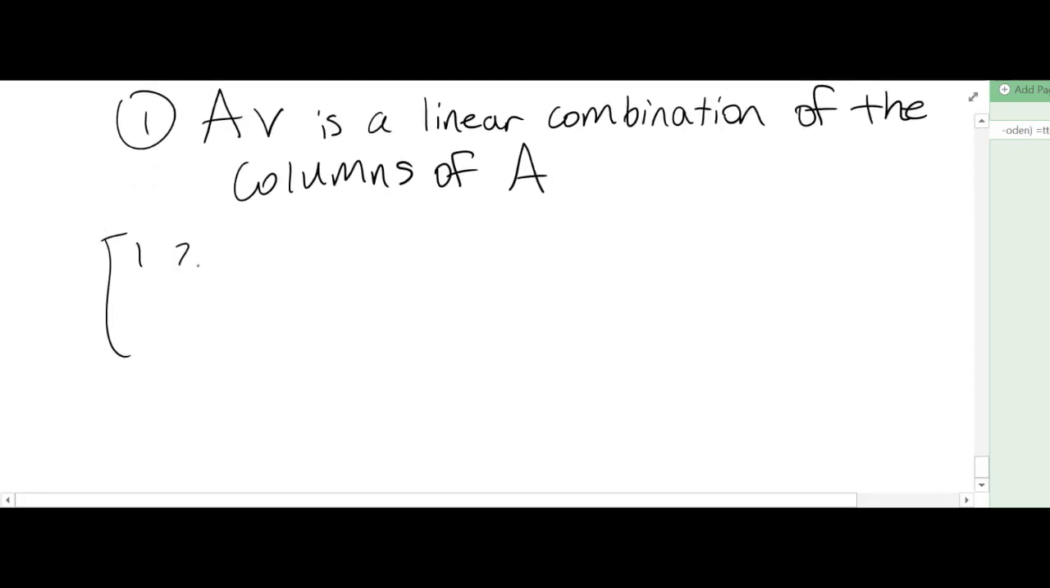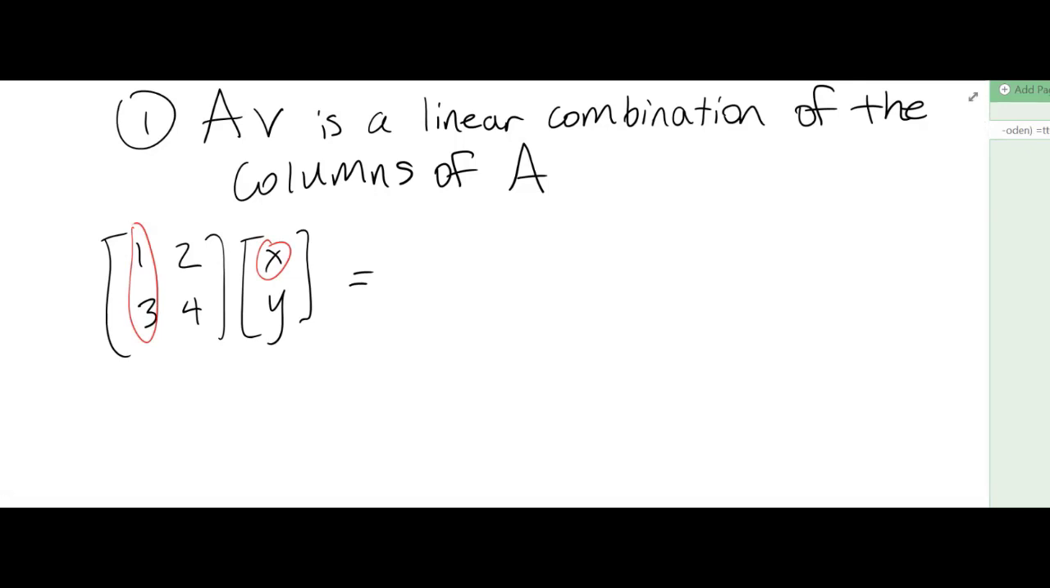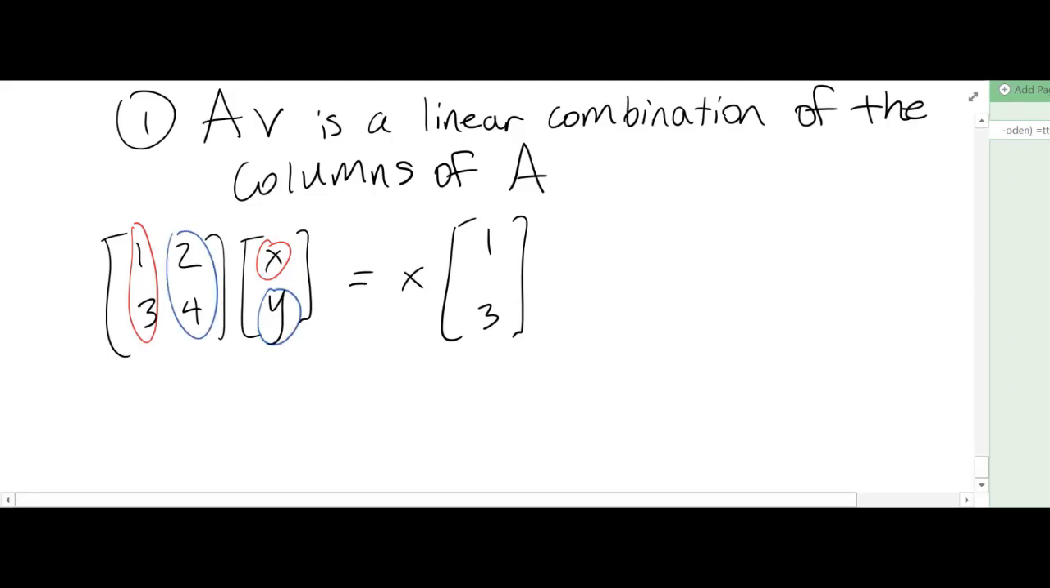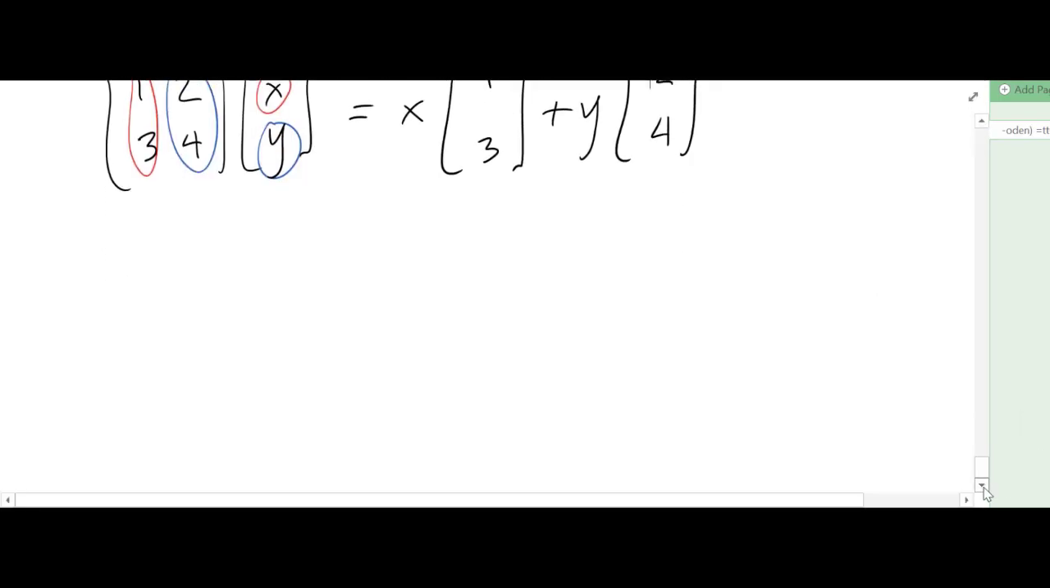If you take the matrix A and multiply it by the vector V, one way you can compute that product is by taking the x and putting it in front of the first column, so you get x times 1, 3. And then taking the y and putting it in front of the second column: x times 1, 3 plus y times 2, 4. So that's one way of computing that product.